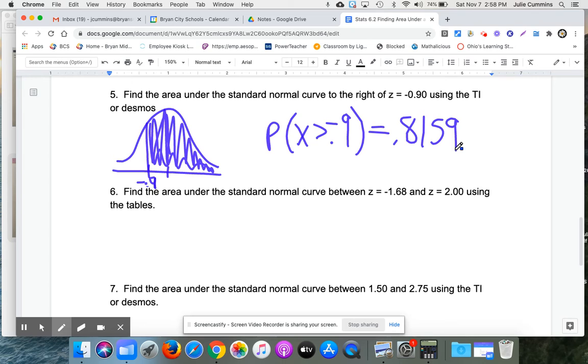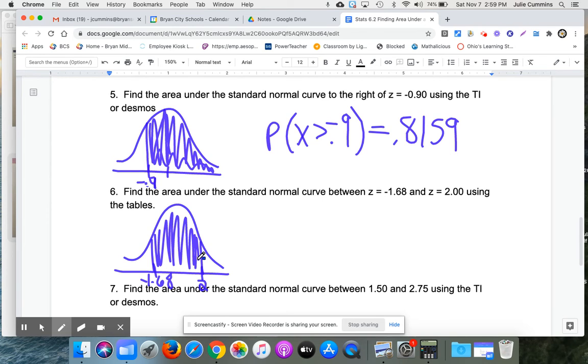All right, we want to find the area under the standard normal curve between z equals negative 1.68 and z equals 2 using tables. And then on the next one, we'll use the calculator. So let me draw it. We have negative 1.68, which is down here somewhere, and then 2, which is up here somewhere. So we are trying to find the area in between those.